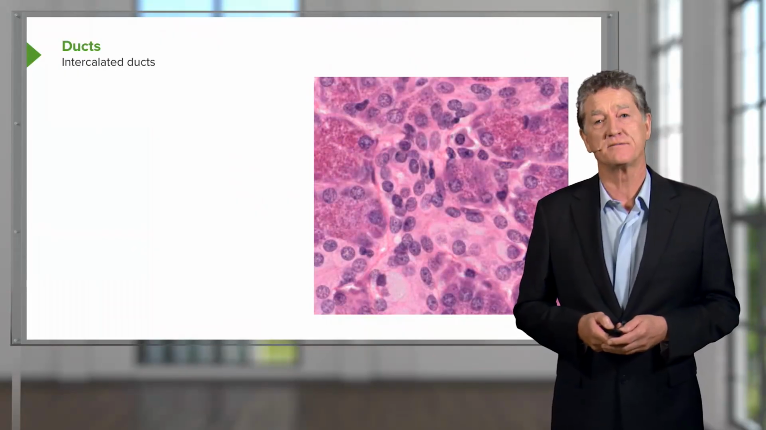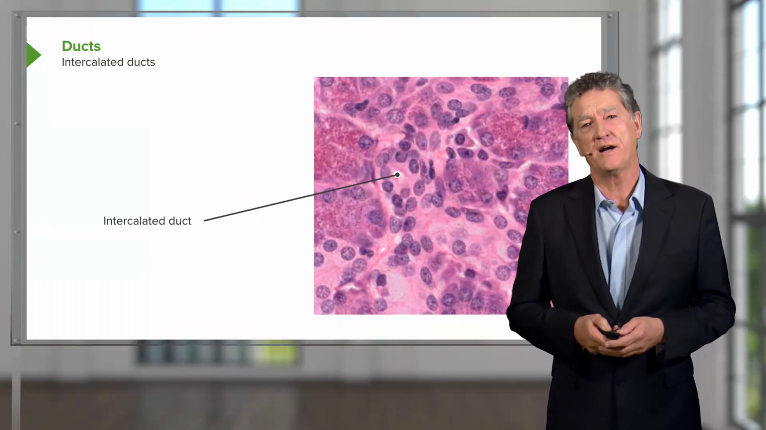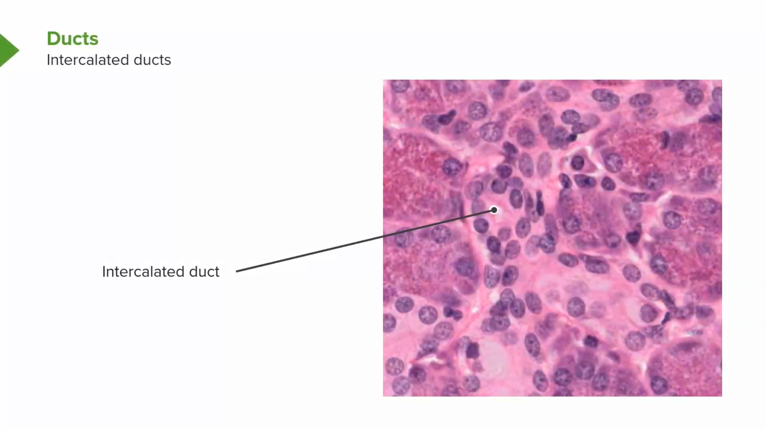Well, have you found it? There it is there. The little tiny white space is the lumen, and if you look very carefully you see a cluster of cuboidal type epithelial cells surrounding or making that lumen. That's an intercalated duct.